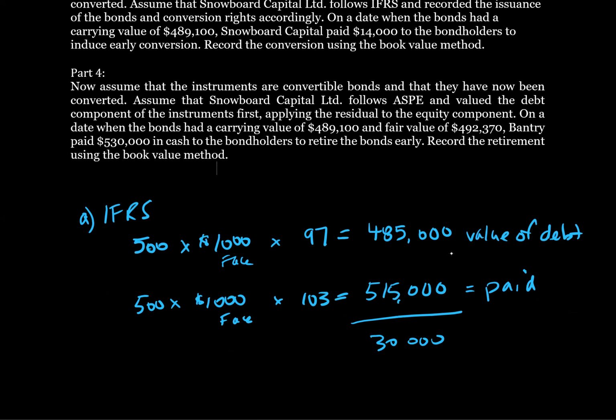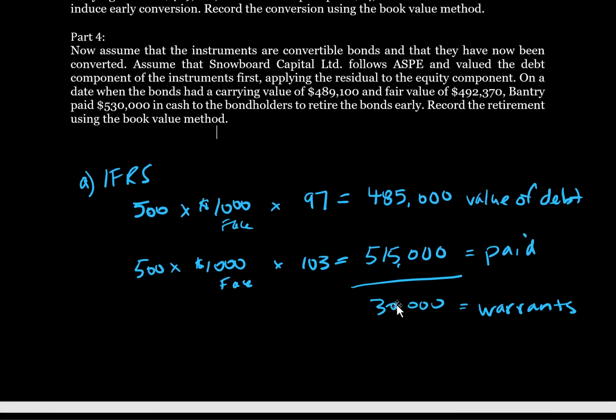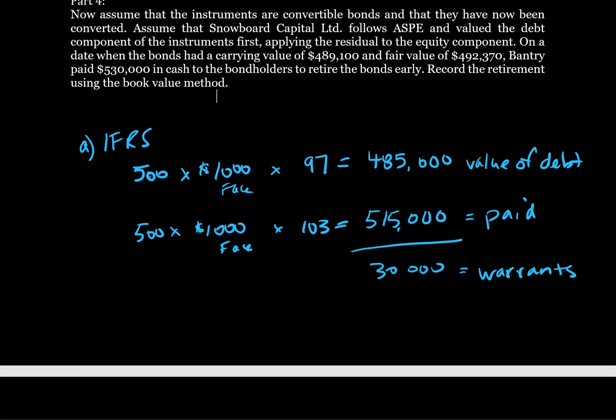Just ignore the sign here. I'm just taking the difference between the two numbers. It doesn't matter that I've got the bigger one at the bottom. I'm just figuring out what the warrants are worth. Then this is going to equal the value for the warrants. So you can see how IFRS requires us to value the debt first. Then we figure out how much we paid, and the remaining value is attributed to the warrants.